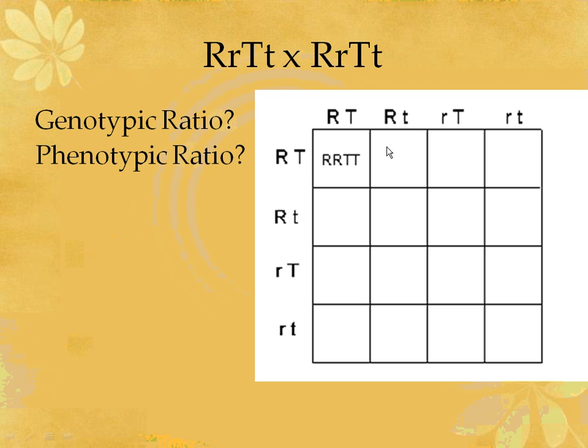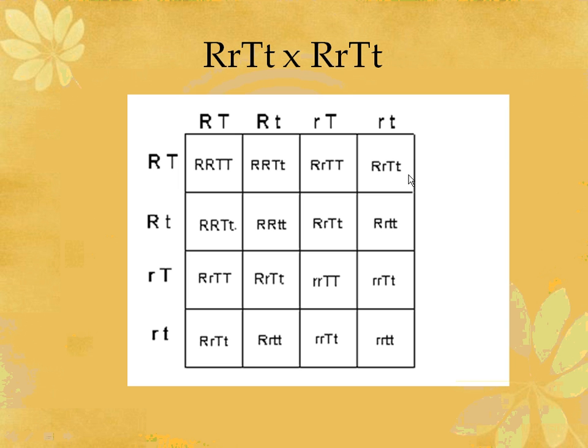So in the next box, what would the next box be? Right here. Big R, big T, little t would be the next box. So you fill in each box, and then we get to figuring out the ratios. So if we did every single box, this is what you would get.